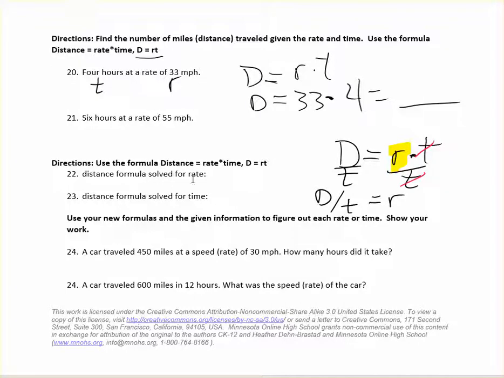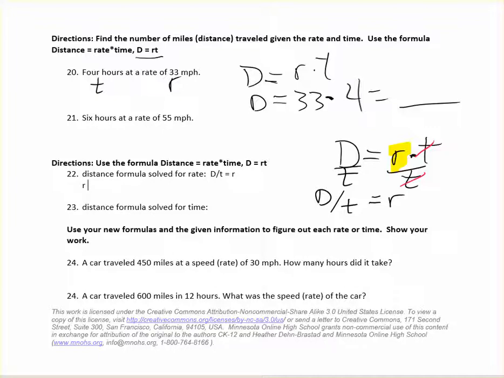If you're typing this, you could either type d over t equals r, or you could type r equals d over t if you prefer it to be with the variable you solve for on the left side like that. And that's all you do for 22. Now in 23, you're going to do almost the same thing, except this time you're going to solve for time, for t. So this time you want to divide both sides by r so that you can get t by itself. So I'll let you do that one.